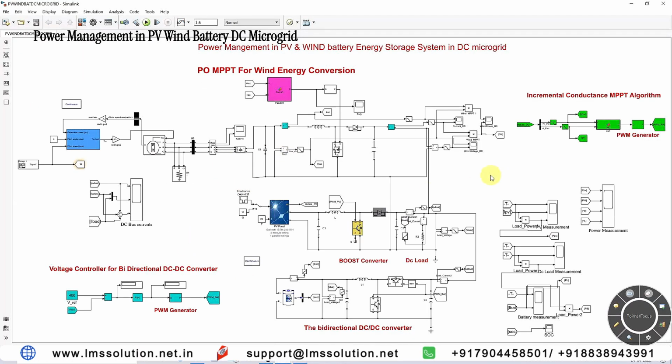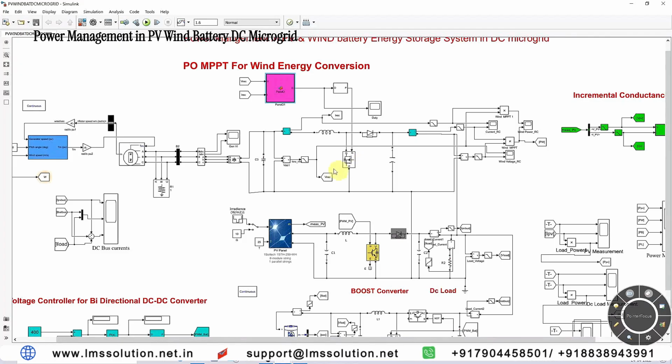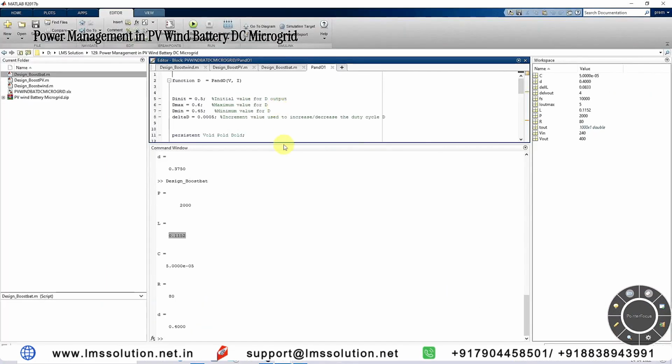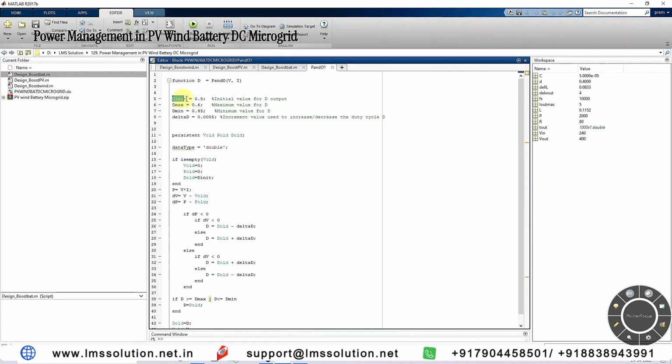With the designing done, here we are using P&O MPPT for controlling this boost converter, the wind side boost converter. For it, we are going to measure the rectifier voltage and current. To measure the rectifier voltage and current, we process via P&O MPPT. Here we need to fix the different parameters: the initial duty cycle, maximum duty cycle, minimum duty cycle, and then the change in duty cycle.